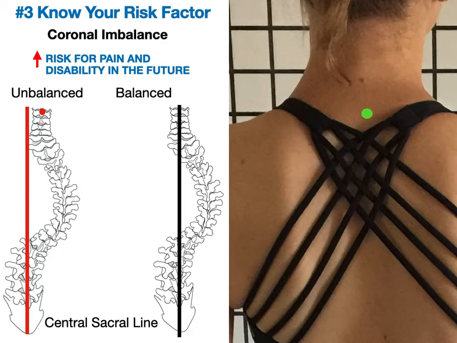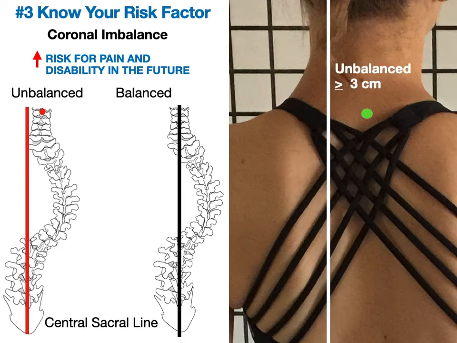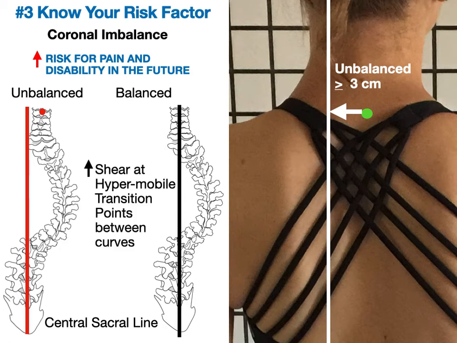Measuring coronal imbalance tells us how much deviation there is between the thoracic spine and pelvis in the frontal plane. This is measured using a plumb line dropped through the center of the sacrum. If C7 is 3 centimeters or more from the plumb line, there is coronal imbalance. This can increase shear forces at the hypermobile transition points between curves and can be a risk factor for pain and disability in the future. These transition points need to be stabilized during exercise programs.